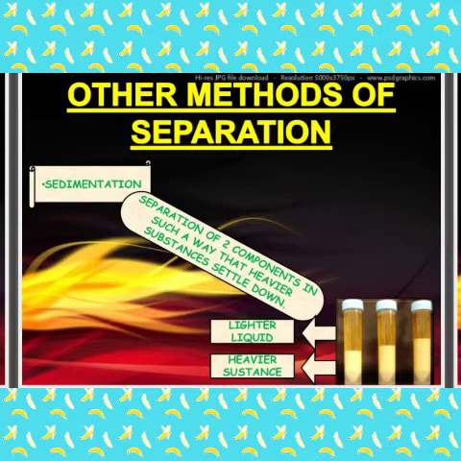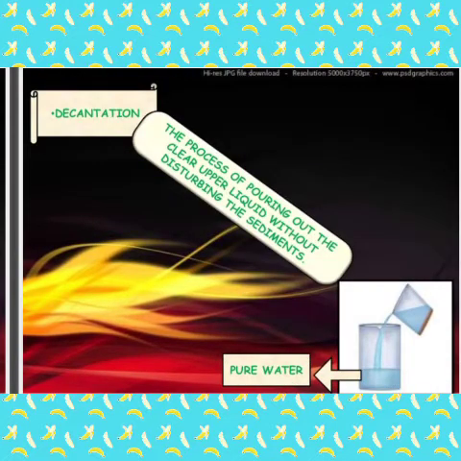Other methods of separation. Sedimentation, separation of two components in such a way that heavier substances settle down. Look at the example. The lighter liquid is on the top, while the heavier substances is on the bottom. Decantation, the process of pouring out the clear upper liquid without disturbing the sediments.